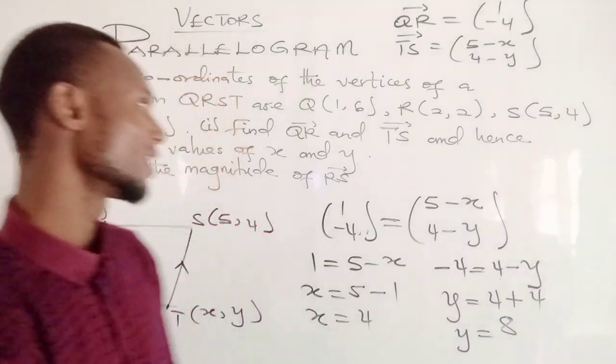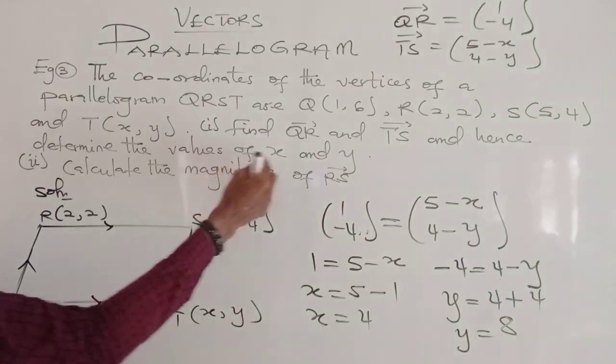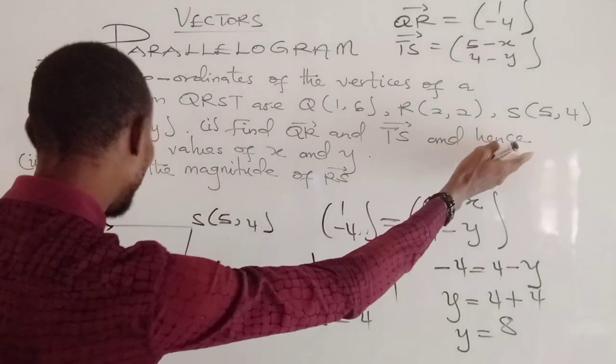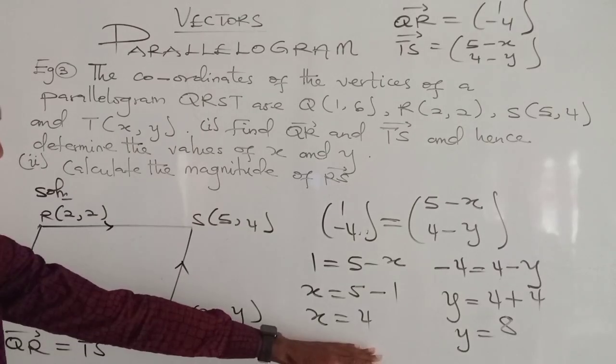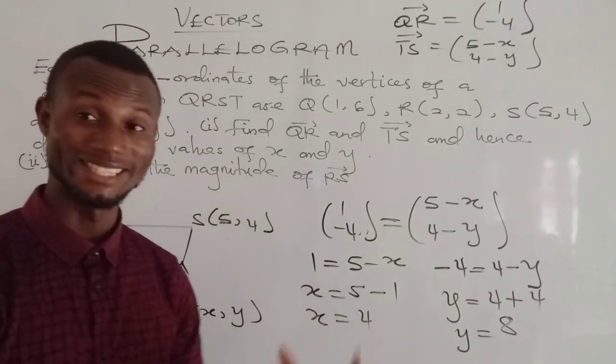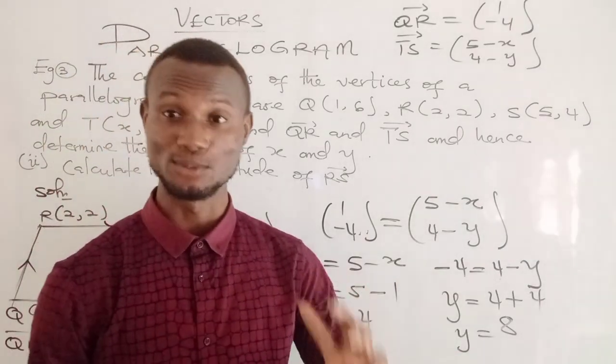And that is us finding the values of s and y. It says, and hence determine the values of s and y. So my s is 4, my y is 8. I hope you understand up to this point.